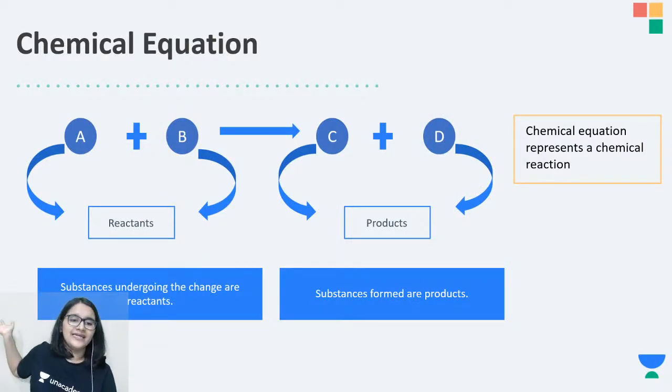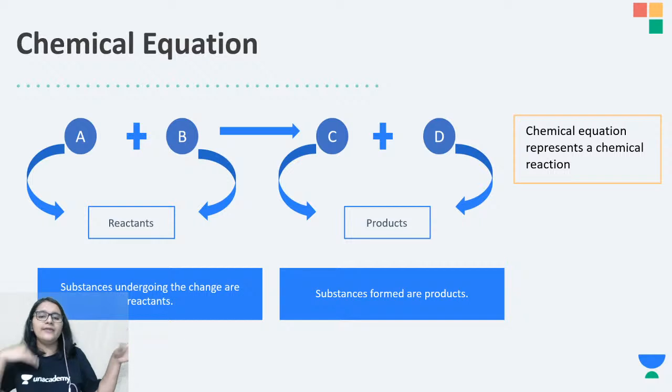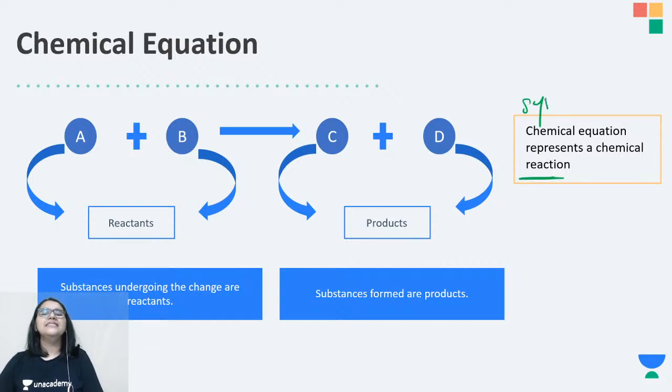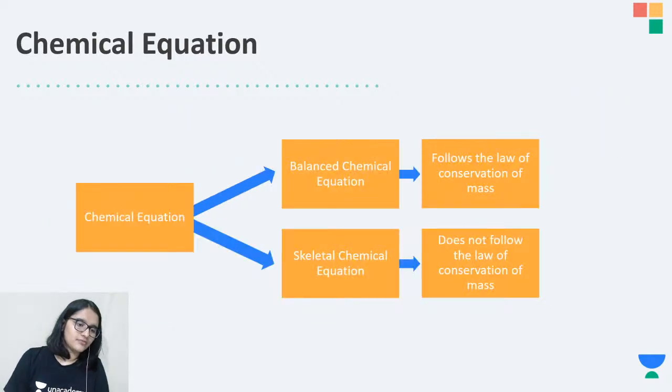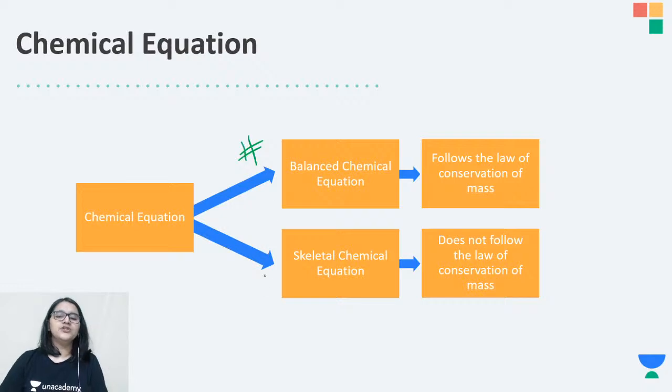So basically it is like this. You have reactants on the left hand side, products on the right hand side. Substances that undergo the change are called reactants. And the products, that is after the reaction, after mixing and matching, whatever you get is called products. So a chemical equation represents a chemical reaction, because a chemical equation is all about symbols and some details. In the next session we'll be talking about balanced chemical equations and skeletal equations.